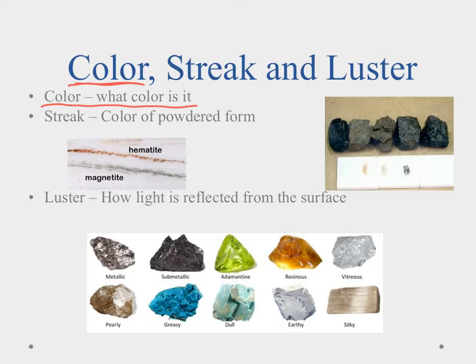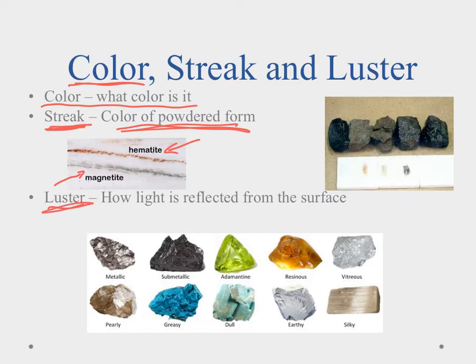The type of color that is good is if we use something called streak, and streak is going to be the color of its powdered form. If we look down in this picture, you can see that hematite has a reddish-brown streak, and magnetite is going to have a grayish streak. We get the streak by taking our mineral substance and rubbing it on this unfired piece of porcelain, which we call a streak plate. So remember, the color of the powdered form is going to be better than just the color of it.